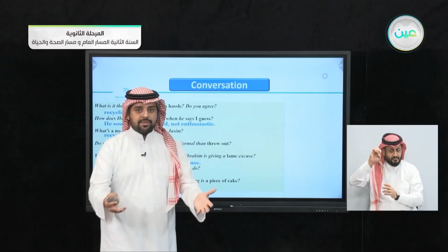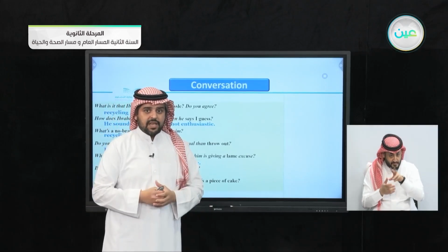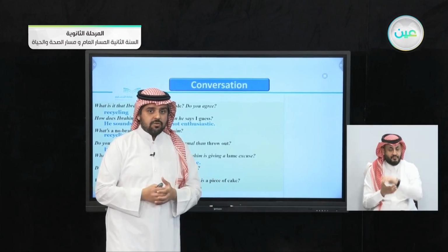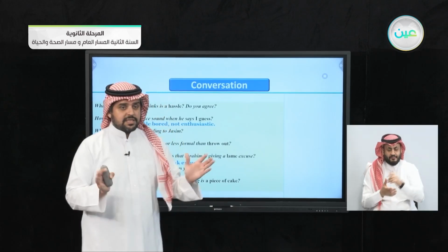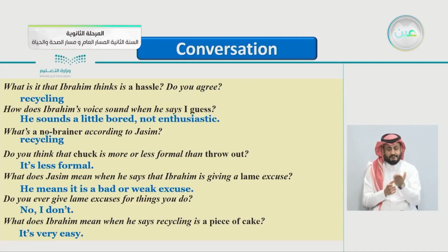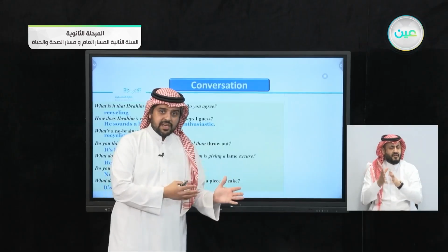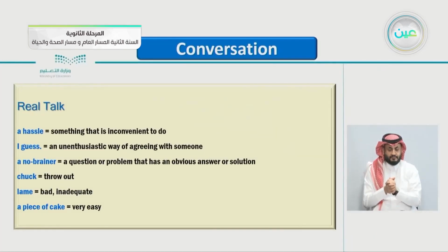When you describe something that is a piece of cake, do you actually mean an actual piece of cake? Of course not. So, when Ibrahim says that it's a piece of cake, what does he mean? This is obvious. It means that it's very easy. When you describe doing something as a piece of cake, it means that it's extremely easy. So the real talk here, let's read it together. A hassle, something that is inconvenient to do. That's what Ibrahim thinks of recycling.